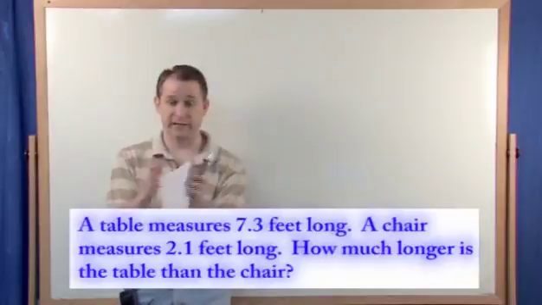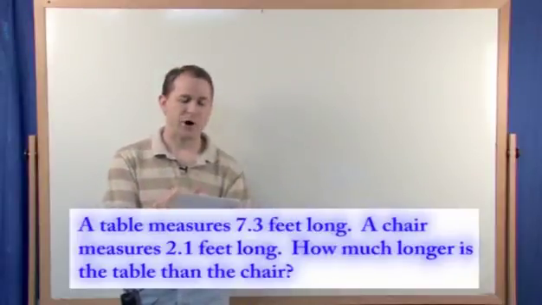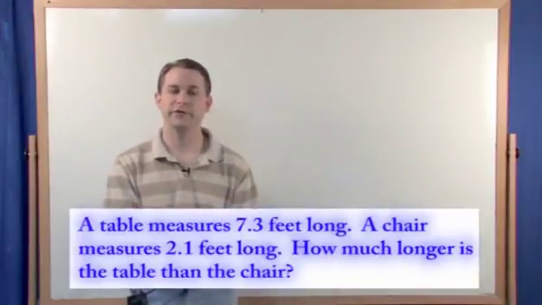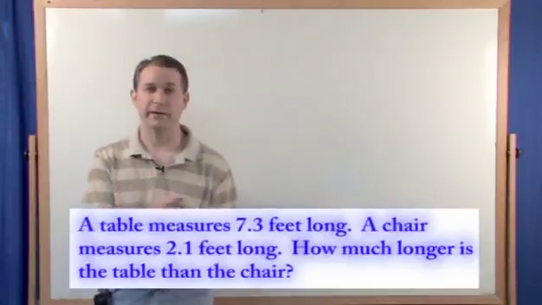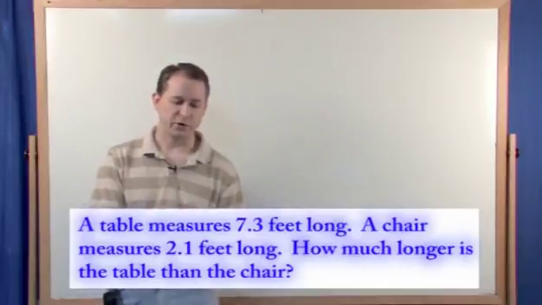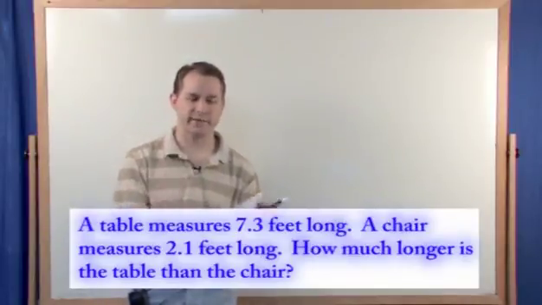So the table's obviously longer than the chair, and the problem says how much longer is the table than the chair? So you have the same keyword. How much longer, how much shorter, how much older, how much younger, things like that. It applies to subtraction. So you're going to have to find out how much longer is the table than the chair.